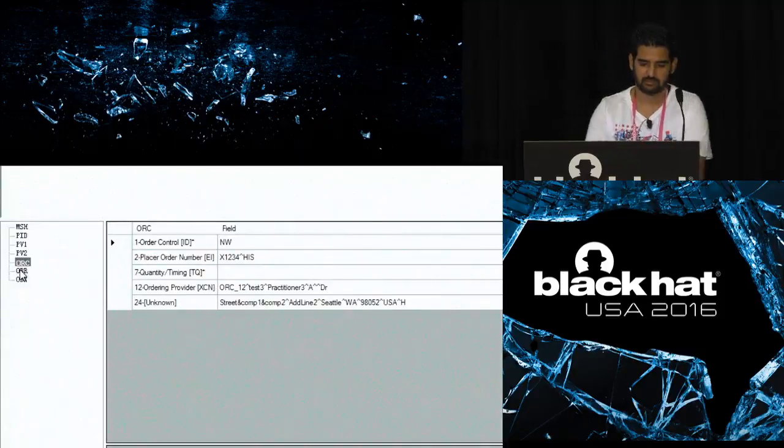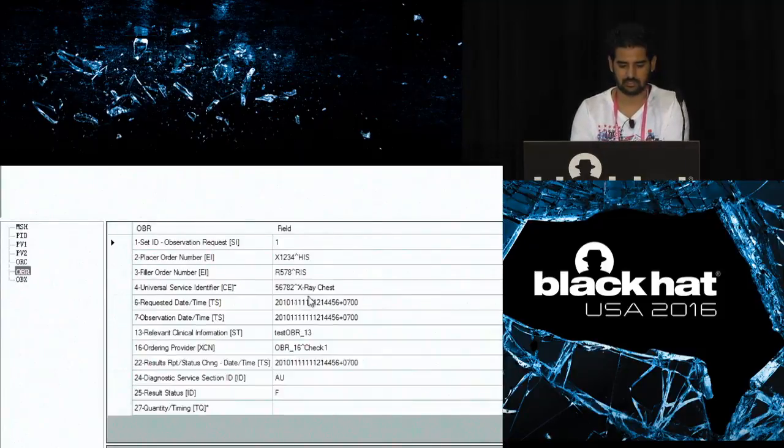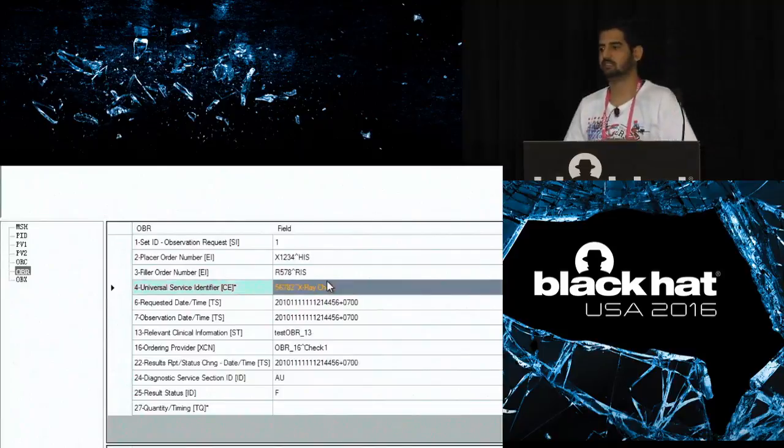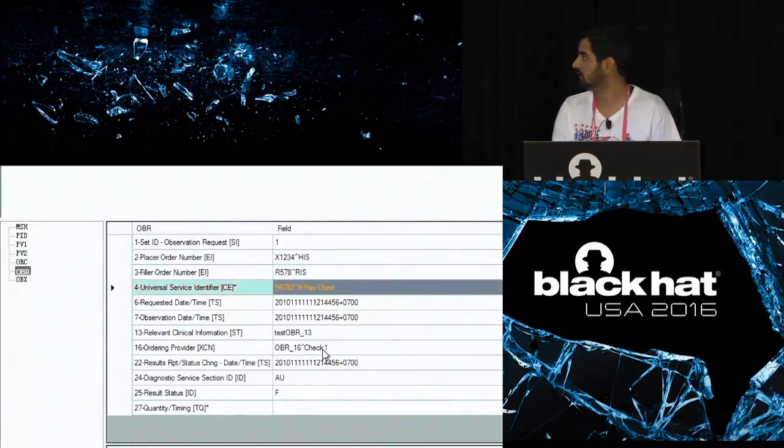Right. So if you look at the other segments, OBR, there was a chest X-ray ordered, and the request date and request time were also present.